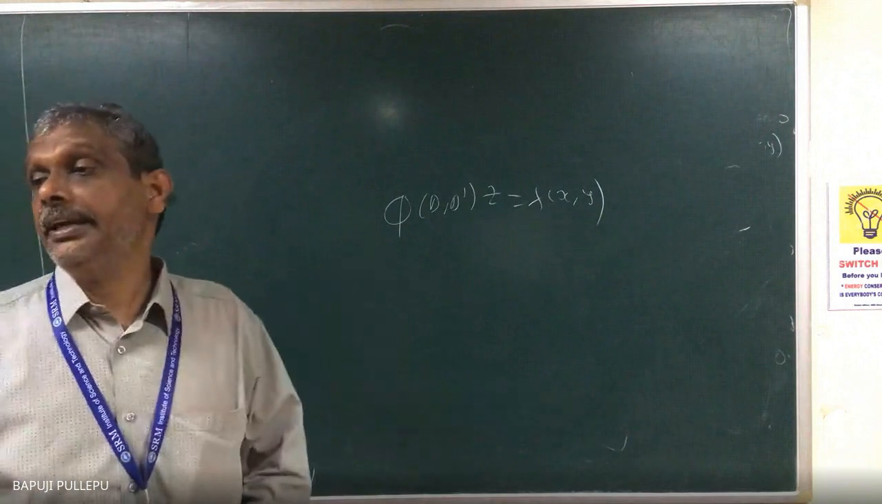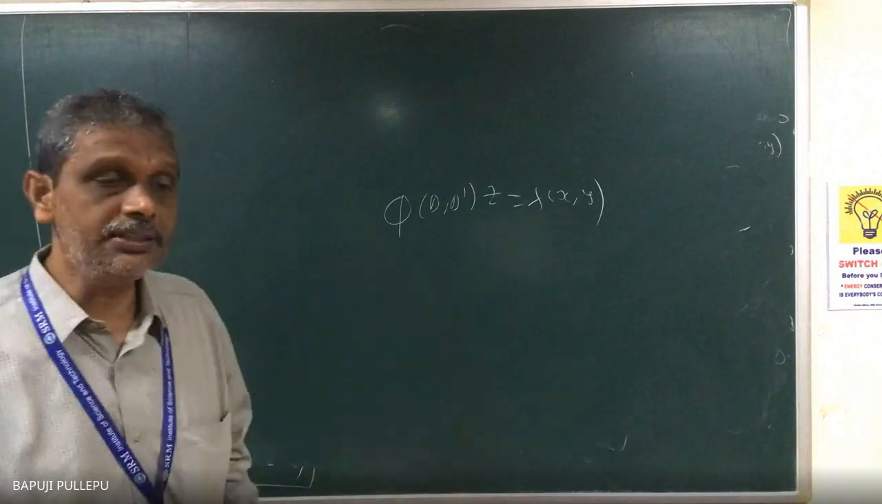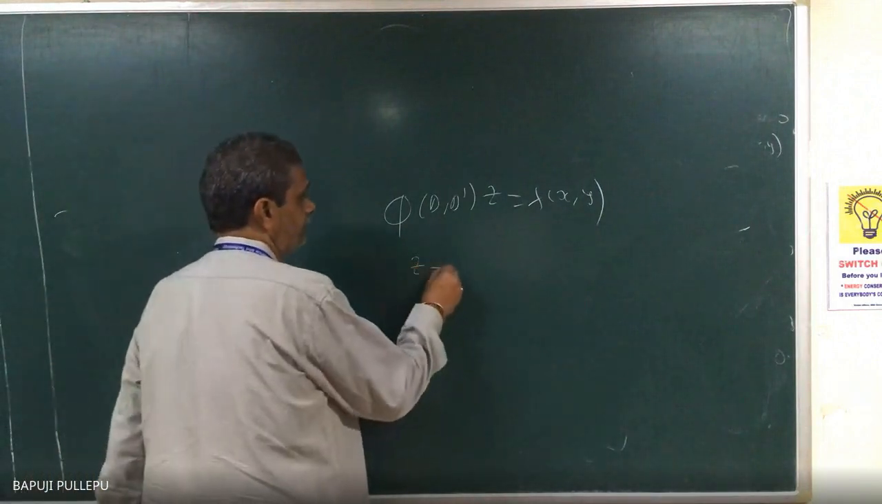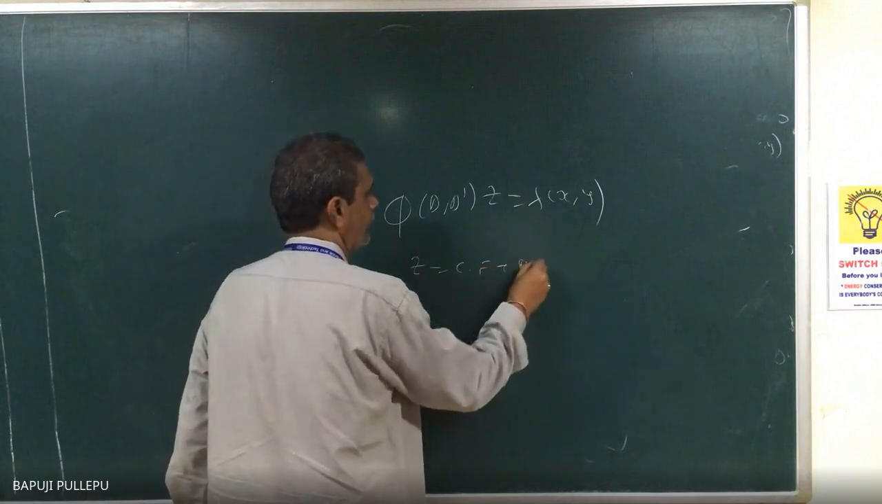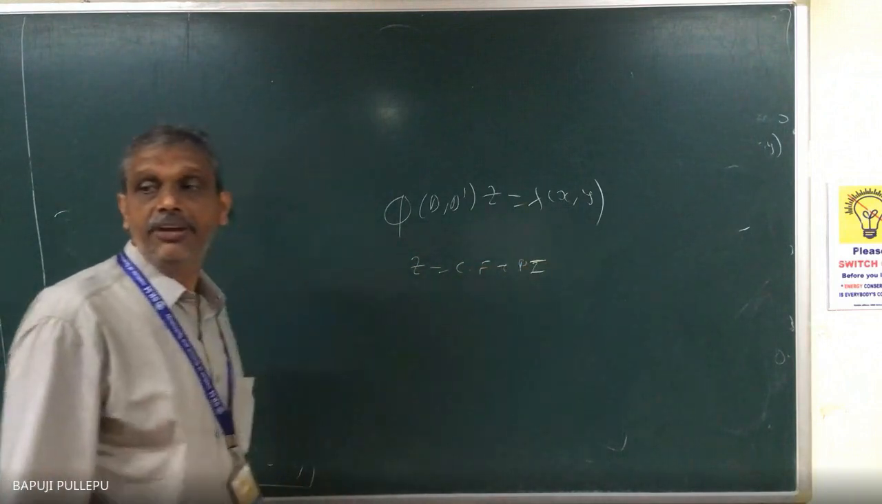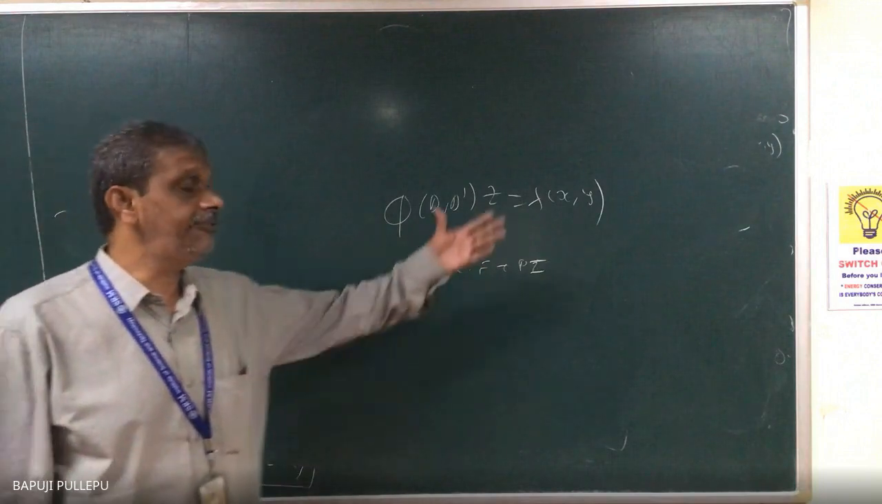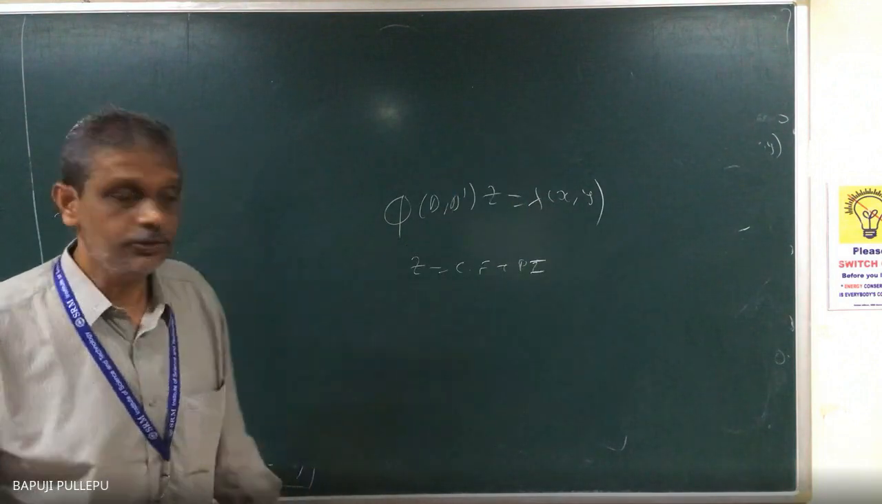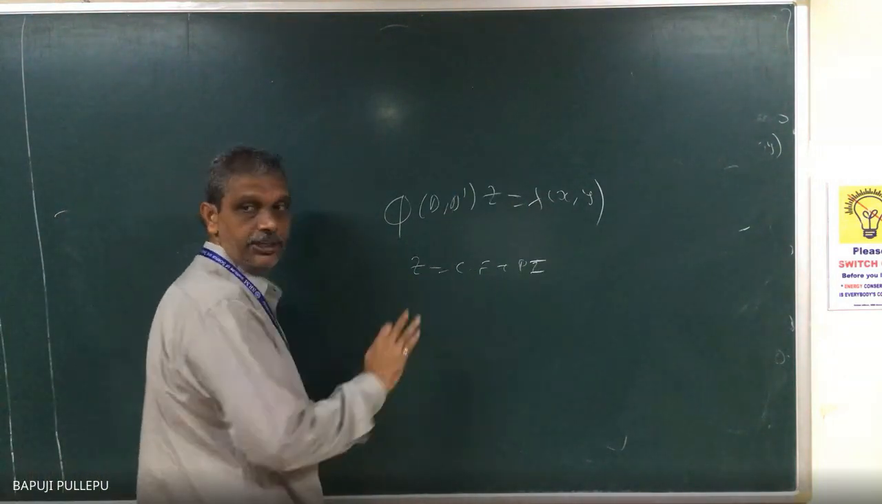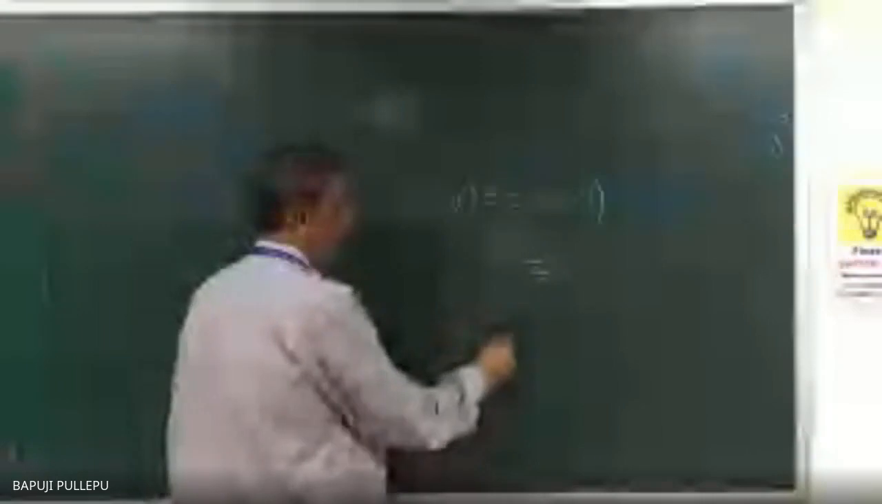When will you get PI? I said the solution is always z = CF + PI. When you get PI, if the right side has any function, you get PI. So how can you write PI? f(x, y) = φ(D, D′) z, only an operator, you can write. Up to this it is clear, no doubt. Okay, now I will go for the next type.